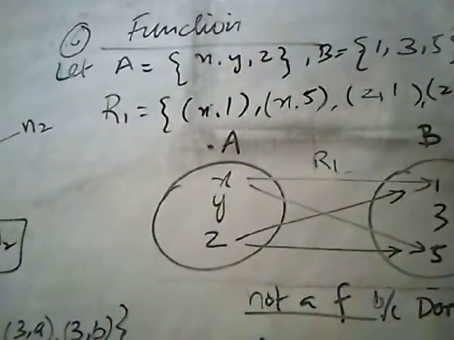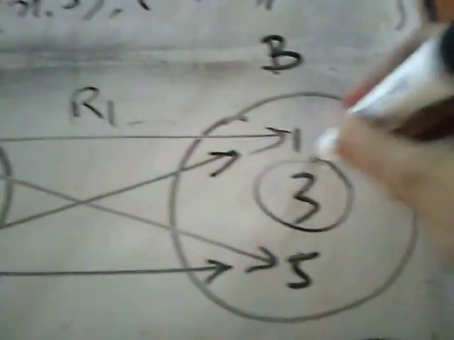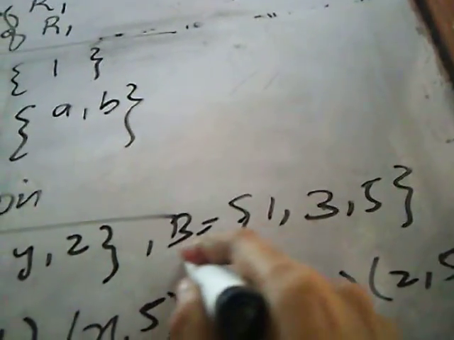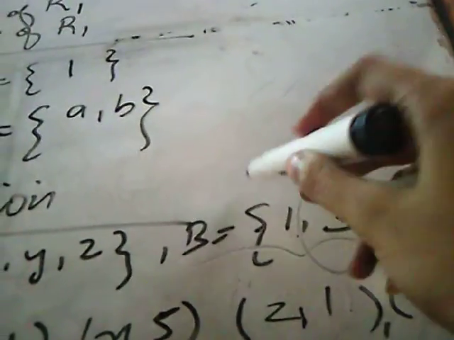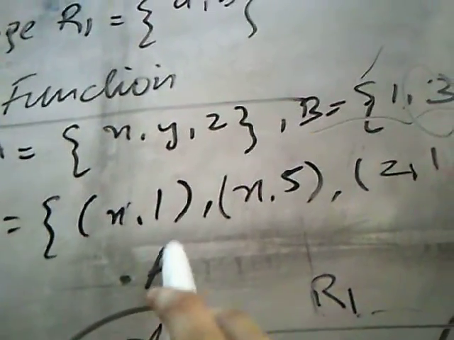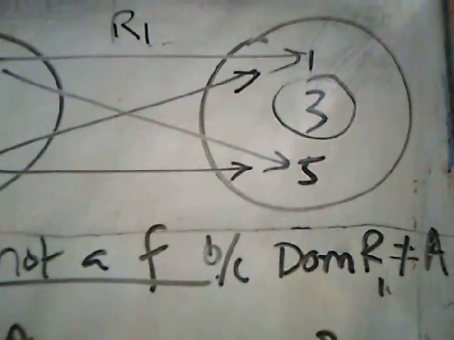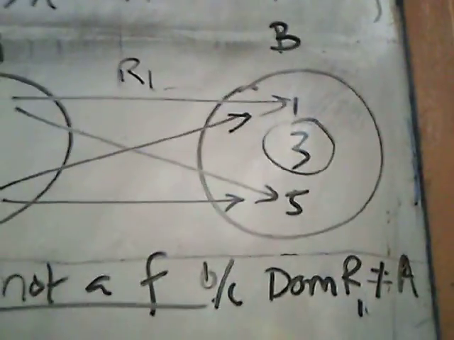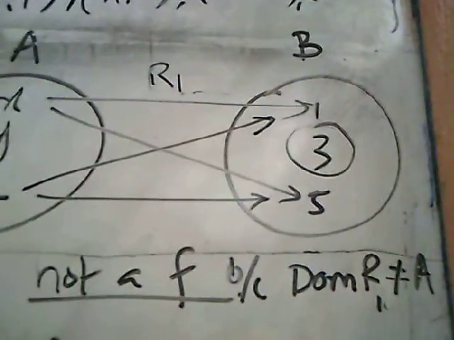Not all binary relations are functions. So the given mapping is not a function, but it is a binary relation. Why is it not a function? Because if you look, the mapping of 1 and 5 of set B is done, whereas 3 is left out. That is, all the members of set B are not fully used. Only 1 and 5 are used in the mapping, because R1 was x1, x5, z1, and z5. So here the domain of the binary relation R1 is not equal to A.